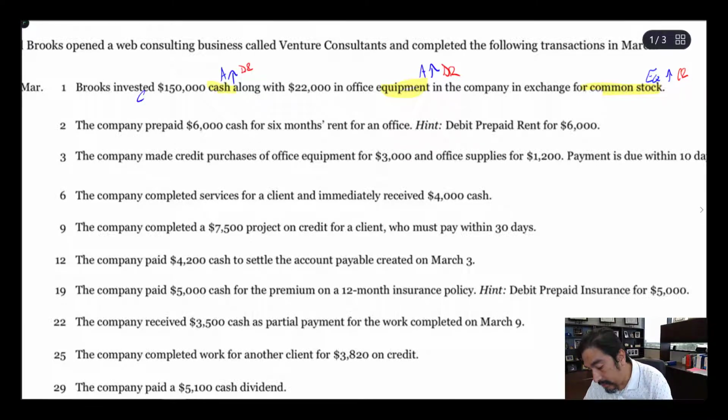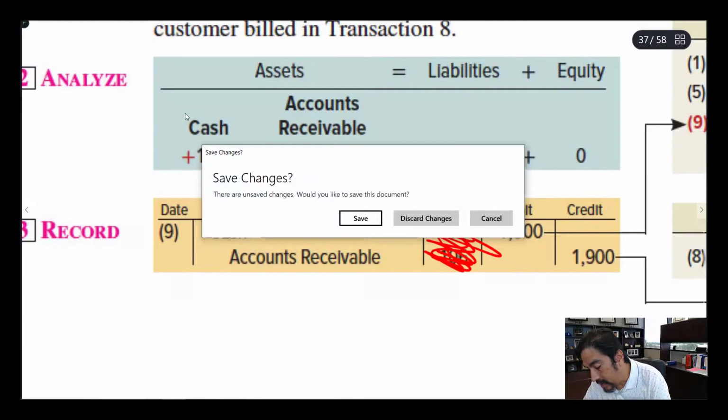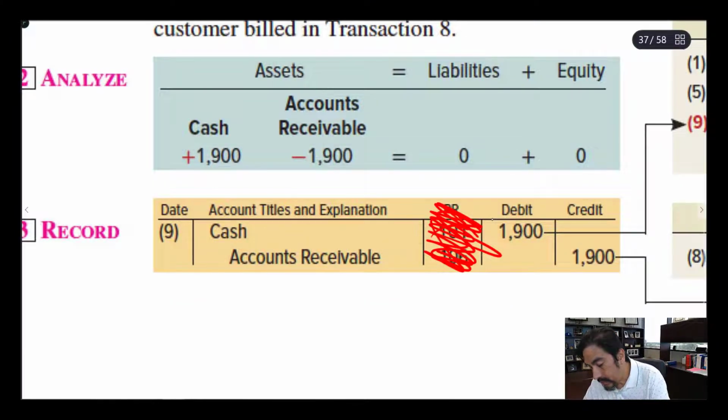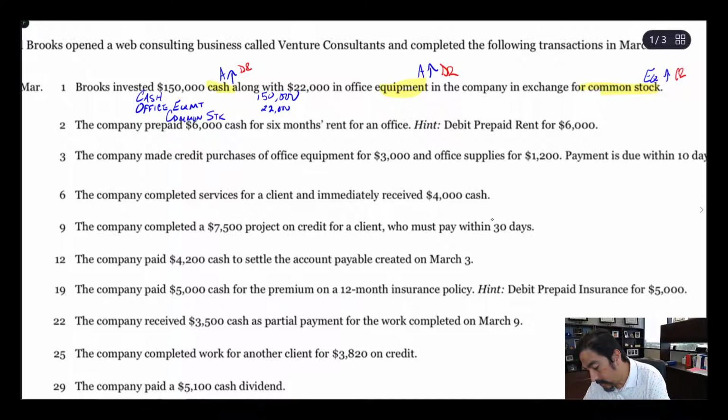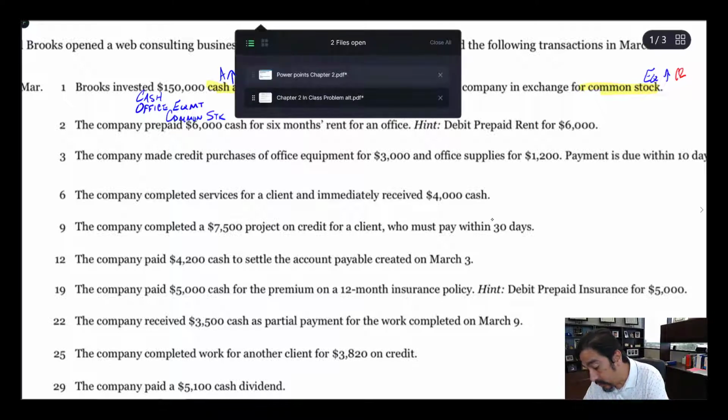We're going to debit. We put our debits first. We're going to debit cash for $150,000. We're going to debit office equipment for $22,000. We're going to credit common stock for the sum of those two, $172,000.